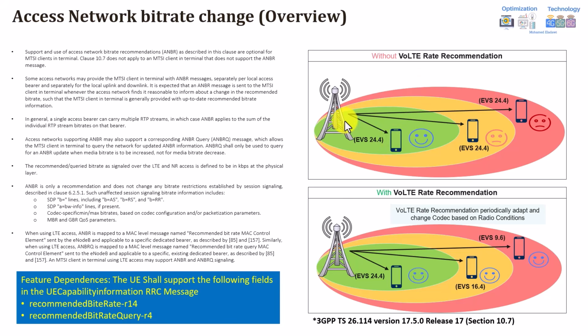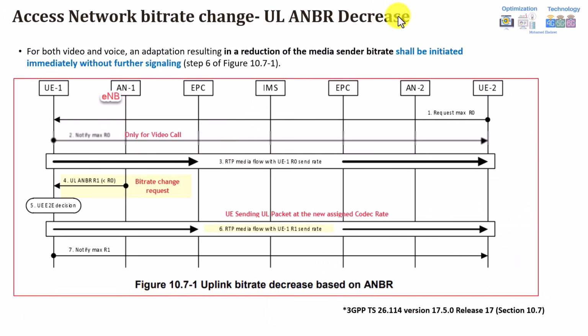Now let's move to clarify some concepts from the 3GPP. As you can see here, this is an example where the access network bit rate changes, and the feature is going to decrease the rate. This figure is quoted from the 3GPP, and this feature is supposed to be supported by both voice and video in general. In step number 3, there is already an ongoing RTP uplink from user 1 to user 2, and the media flow is from the UE with a specific codec rate. Assume this codec rate is, for example, R0.